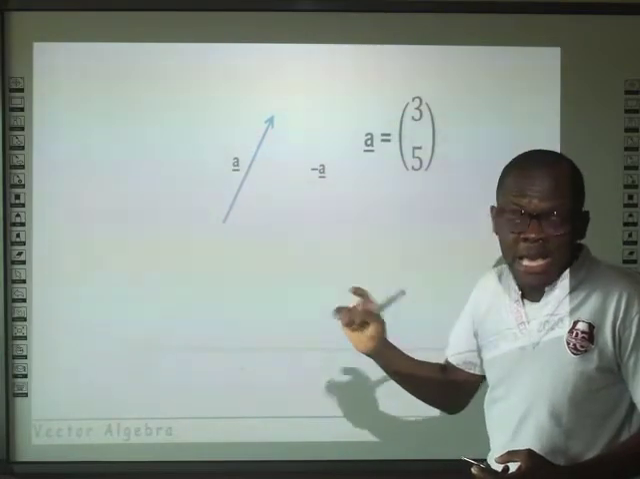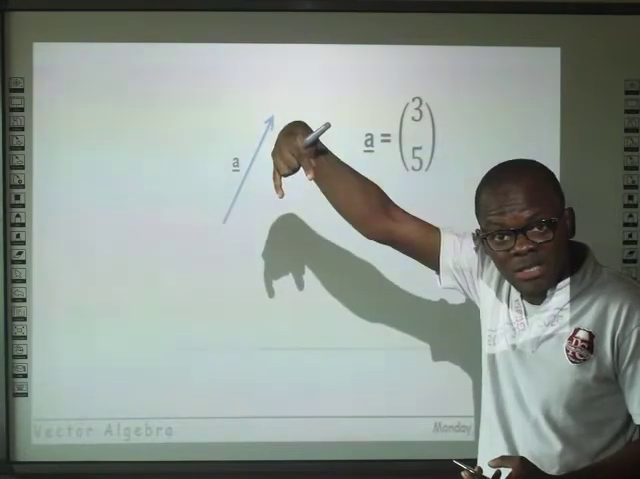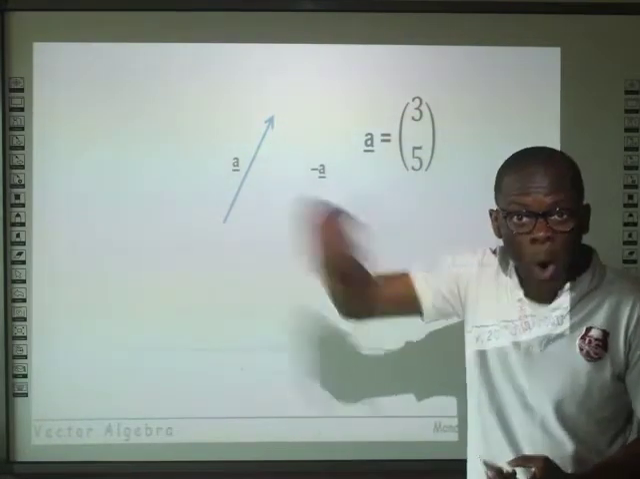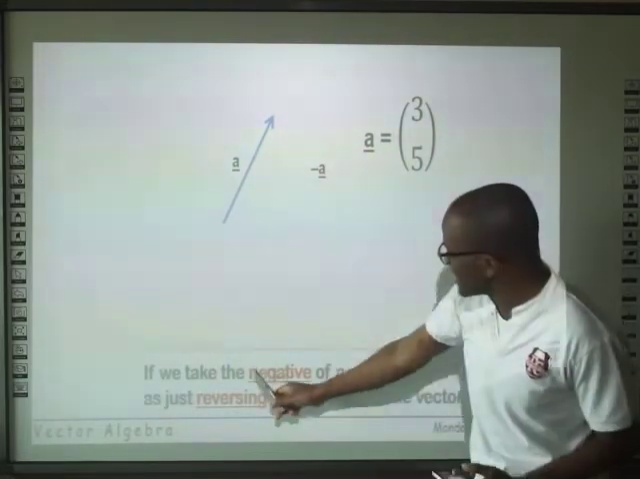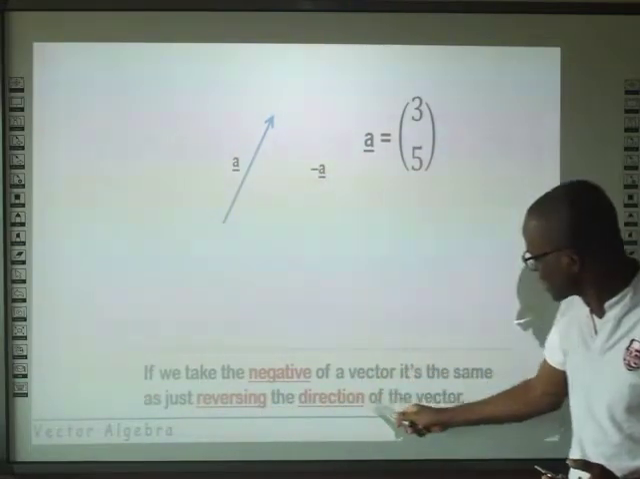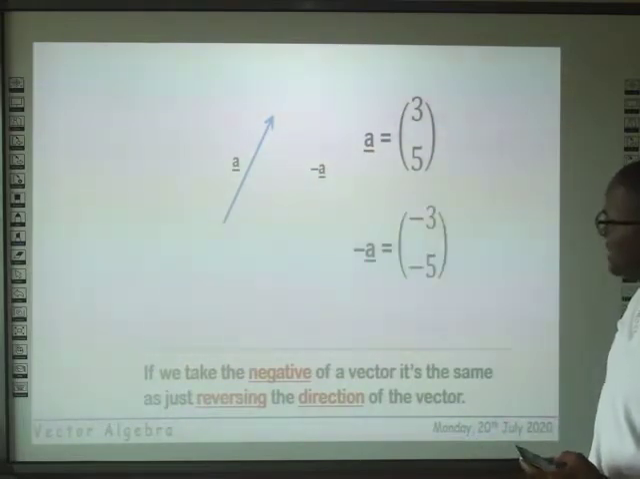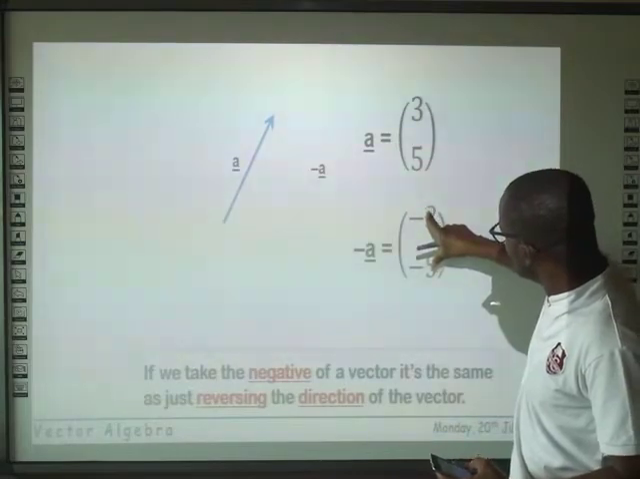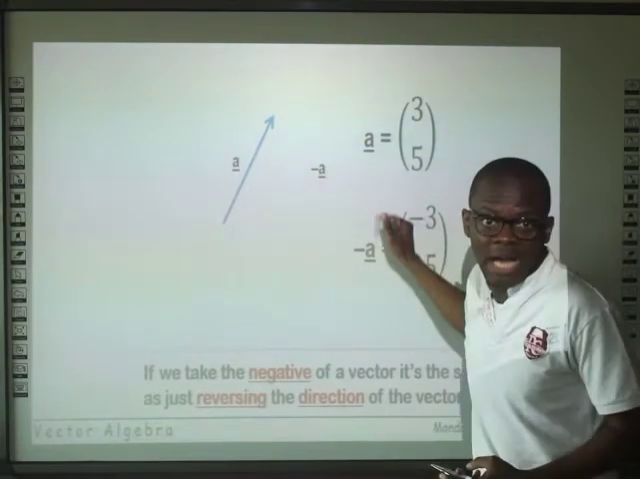Now, with minus A, it's still going to be the same size, but because it's minus, the direction of the arrow changes. It will be opposite because it's minus. Alright? Now, if we take the negative of a vector, it's the same as just reversing the direction of the vector. The sign is the same, but it's just the sign that changes.